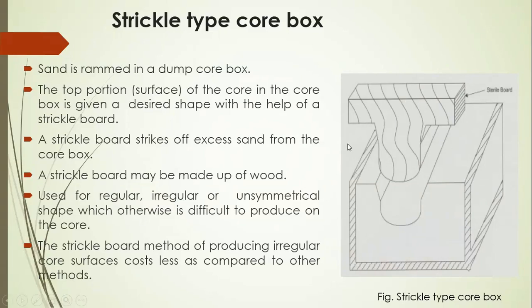Used for regular, irregular or unsymmetrical shapes which are not possible to produce by other core boxes. The shapes which are difficult to produce by the half core box, slab core box or split core box can be easily made by using this type of core box. The trickle board method of producing irregular cores costs less as compared to other methods. This is the final shape of the core, and this is only possible to produce by using the trickle board. That's why we need to use this trickle type core box.